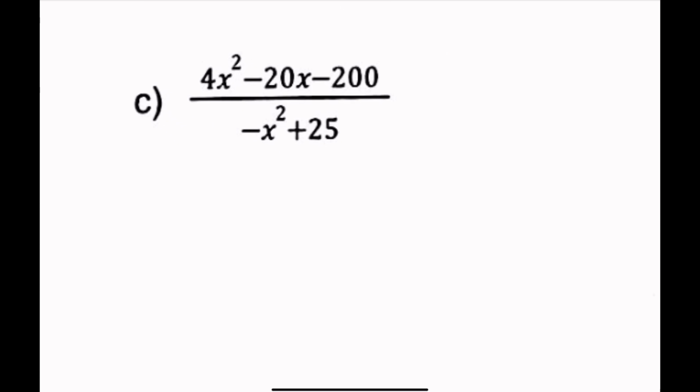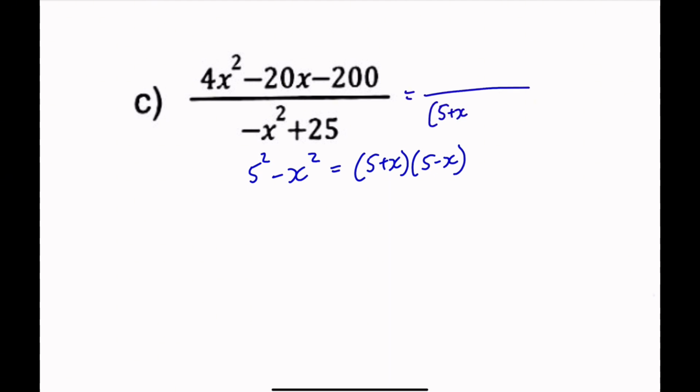Number C, 4x squared minus 20x minus 200 over negative x squared plus 25. Okay, so this one's kind of tricky because you have to recognize that this is the same thing as 25 minus x squared, which is basically square minus square, so a difference of squares, because 25 is actually 5 squared. 5 squared minus x squared. So this becomes 5 plus x times 5 minus x. You had to recognize that. So that's going to be the denominator.